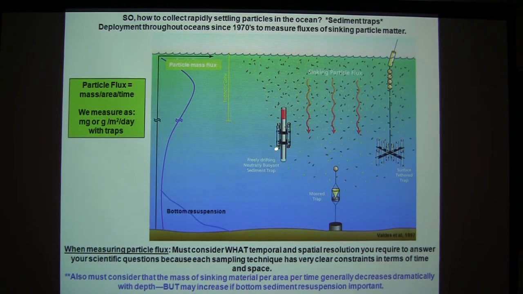One is this free drifting neutrally buoyant trap that will follow a water mass or a density surface, so you're interested in just looking at the particulates that are sinking through that area. And then there are other types of traps that we moor, where the objective is to exclude swimmers that come into the trap, and also to look at in situ settling rates, which are the traps that David and Cindy certainly are deploying.